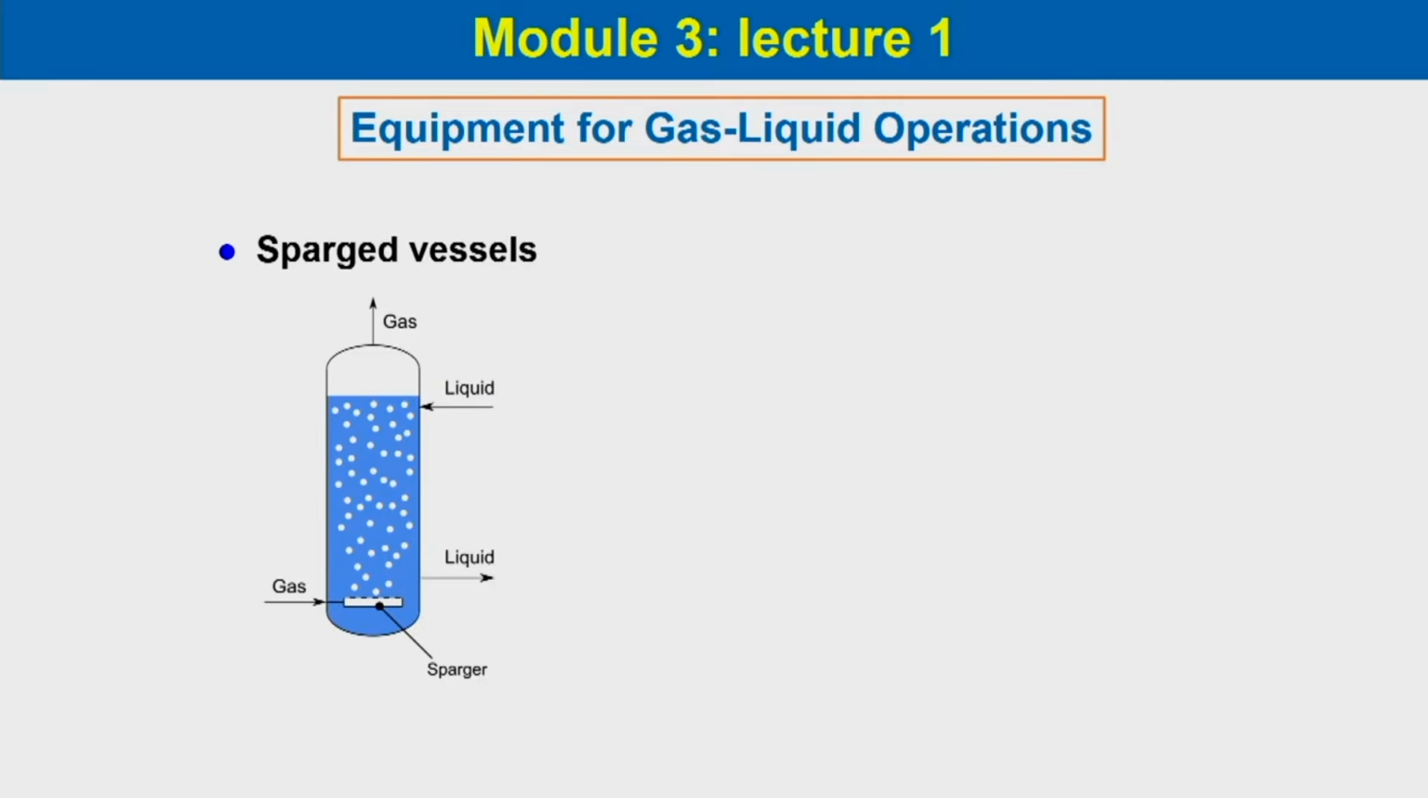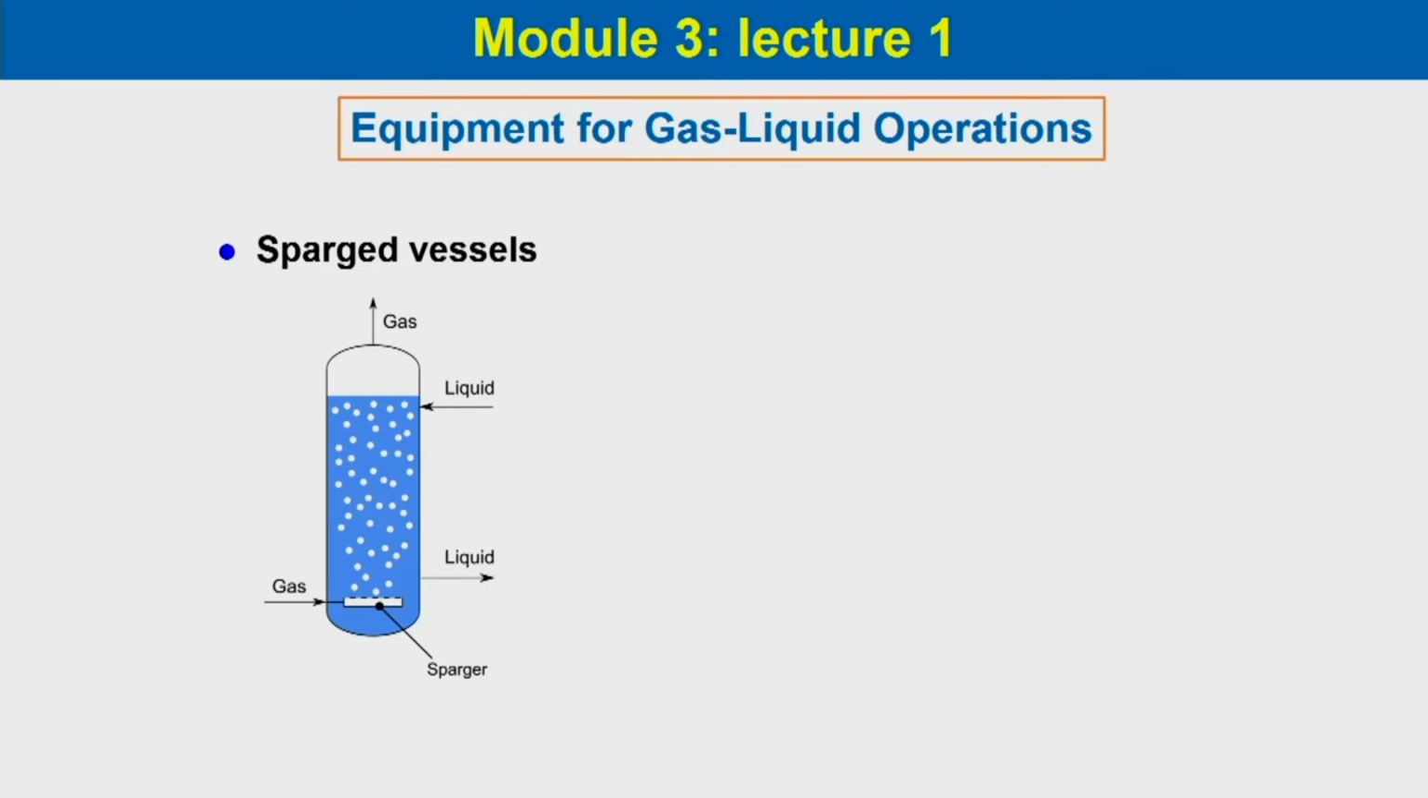So, in this module we will mostly concentrate on the mass transfer equipment which is used for separation or mass transfer operations. In lecture 1, we will show you different batch and continuous mode contact equipment which is used for these gas liquid systems. One of them is the sparged vessel.